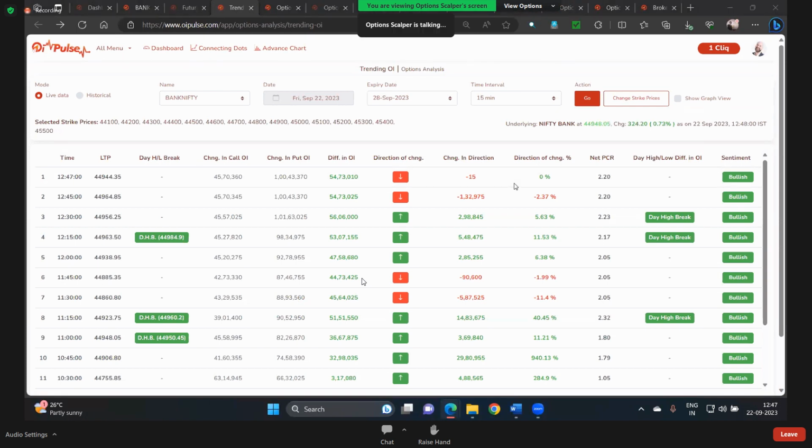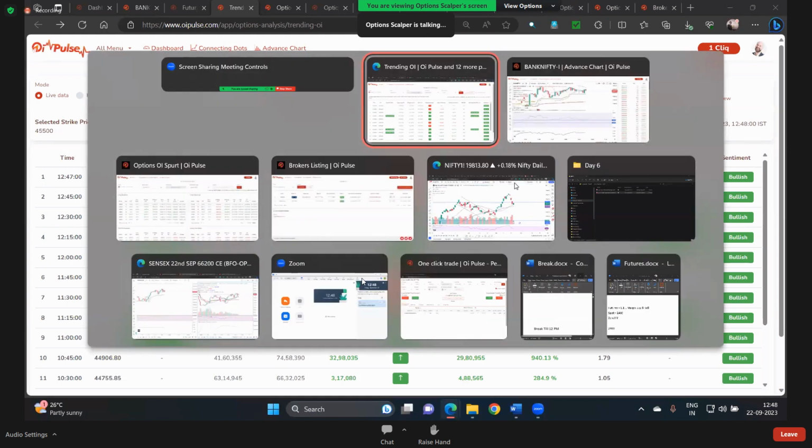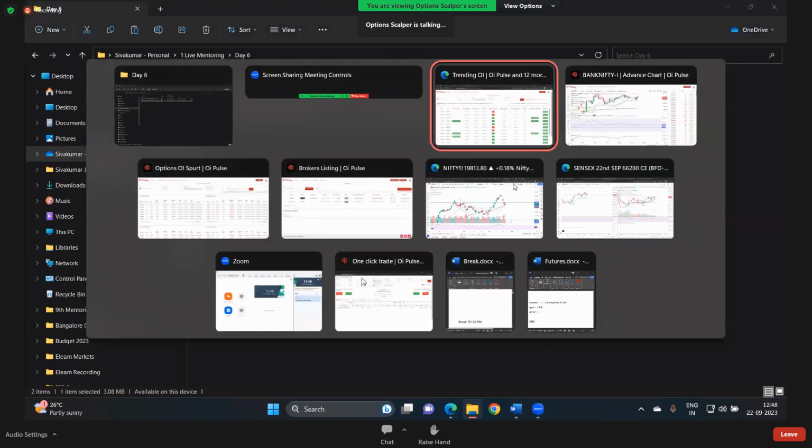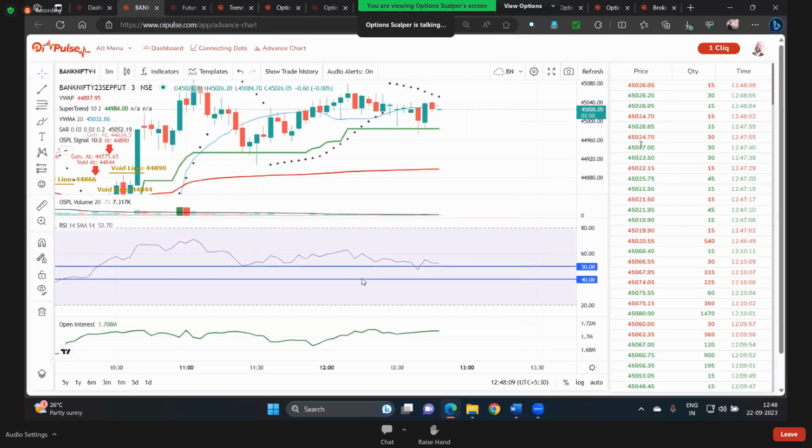Okay, so yes, the open interest concept will be there. I'll be sharing a video in the group on how to draw the support and resistance lines. Don't worry about it. Use that video as a reference.